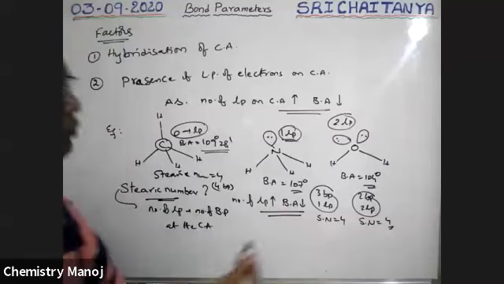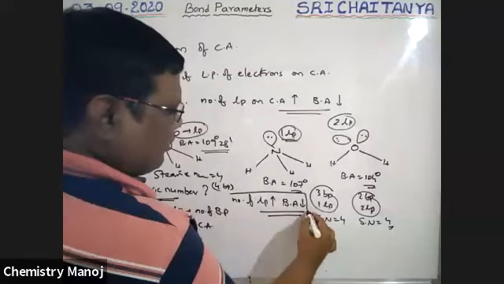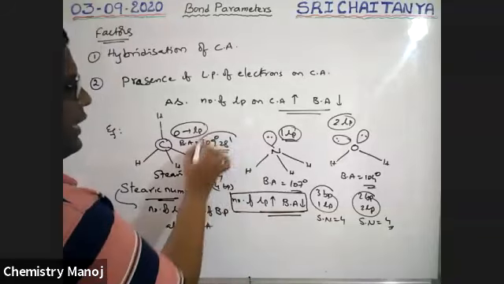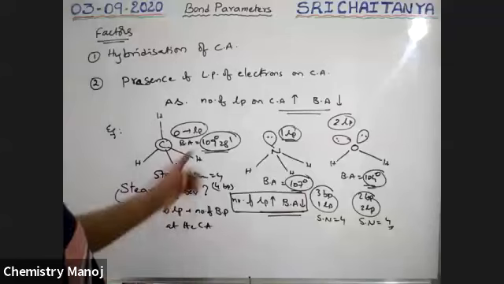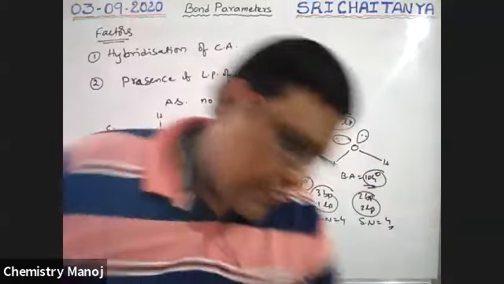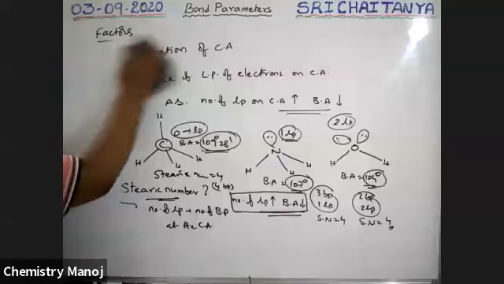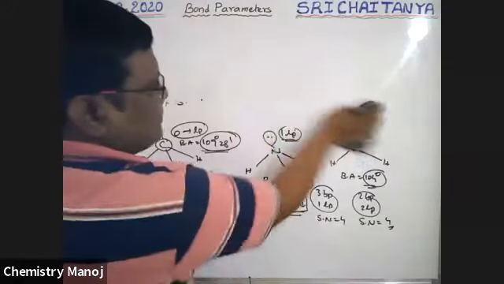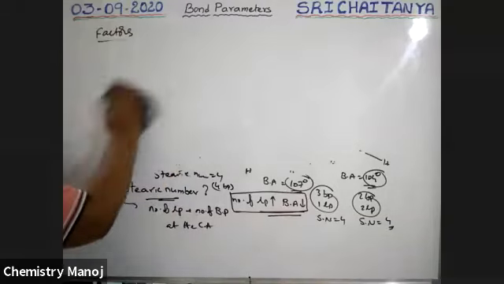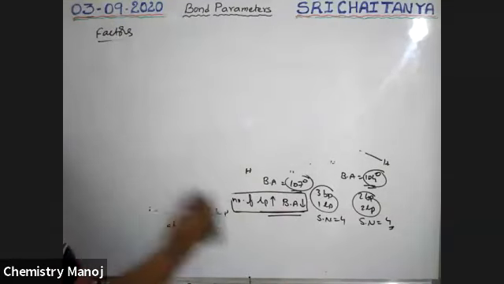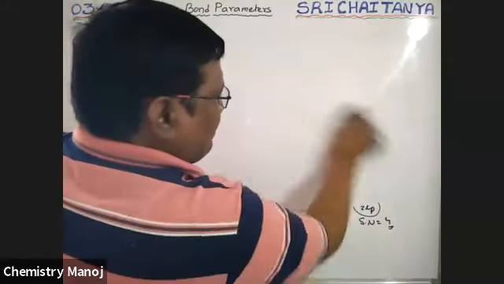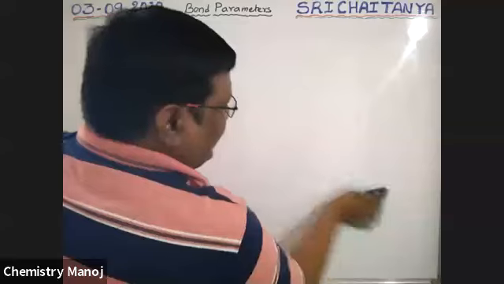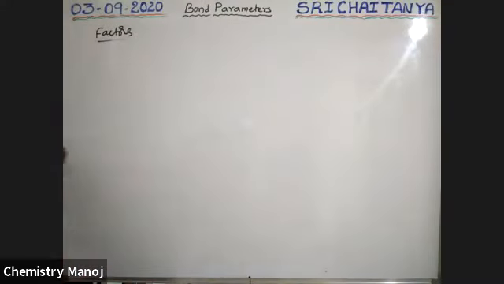That is bond angle. As the number of lone pairs on the central atom increases, bond angle decreases. Okay, so this is another factor, boys. Next. Please note down all these points. Very, very important on your objective side. That's why I am exploring it in detail. Next one.